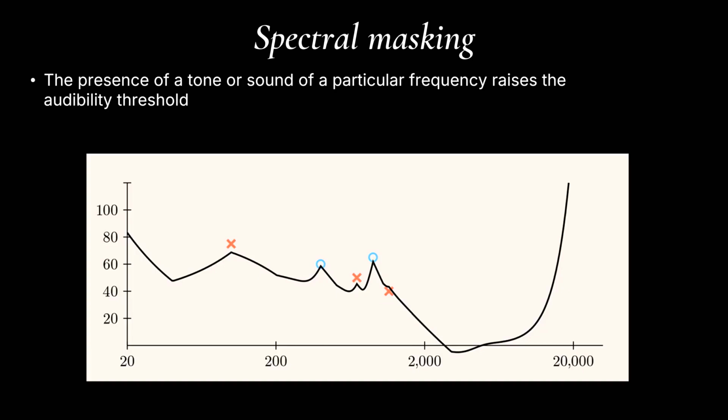So that gives us this idea of spectral masking. Spectral masking is essentially the idea that if you have a particular frequency that's relatively loud, it will mask frequencies next to it, and you can't hear them.